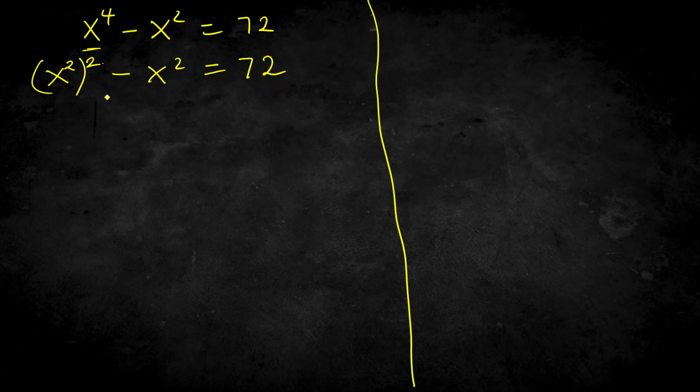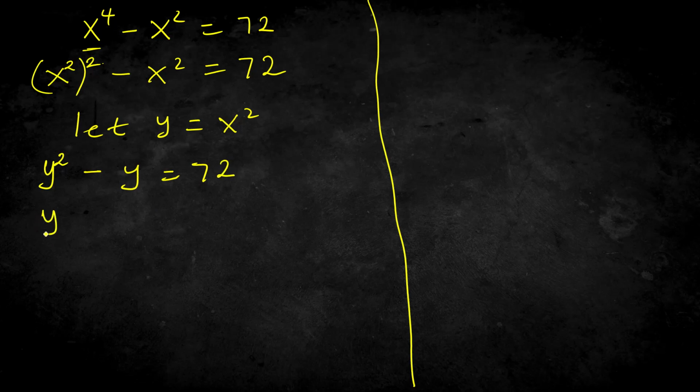All right, so let's introduce a new variable. We should let y be x squared. So we have x squared here, we have 1 here. So we have y squared minus y equals 72. Let's arrange it: y squared minus y minus 72 equal to 0.